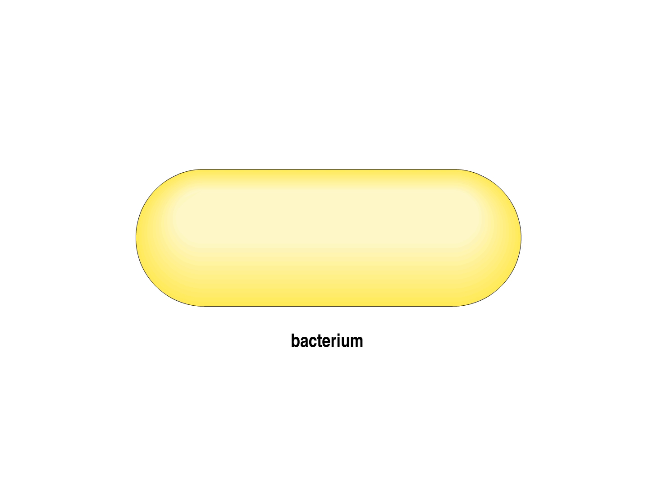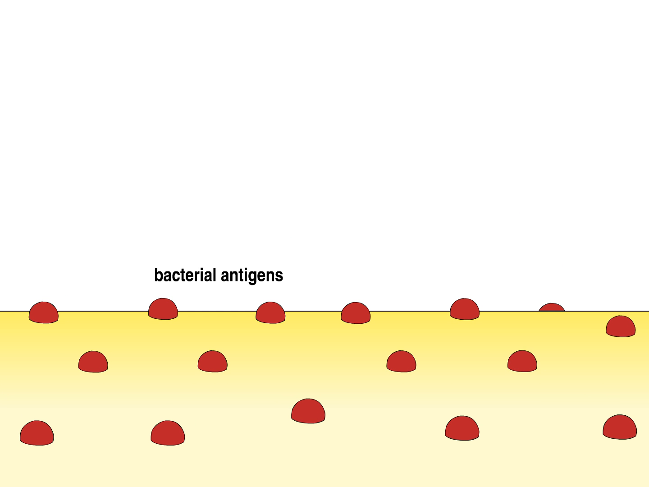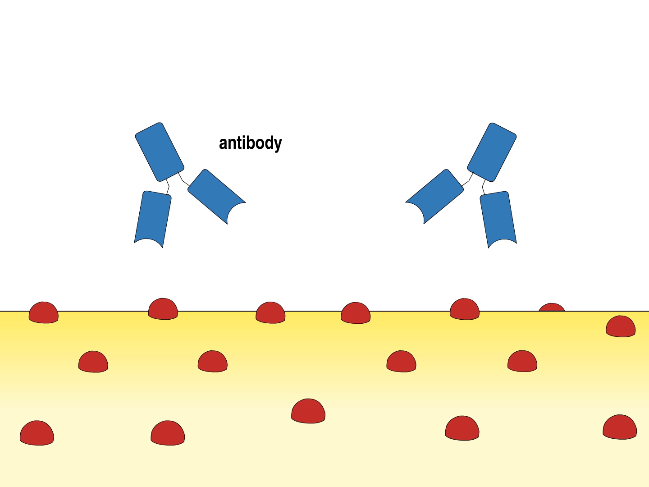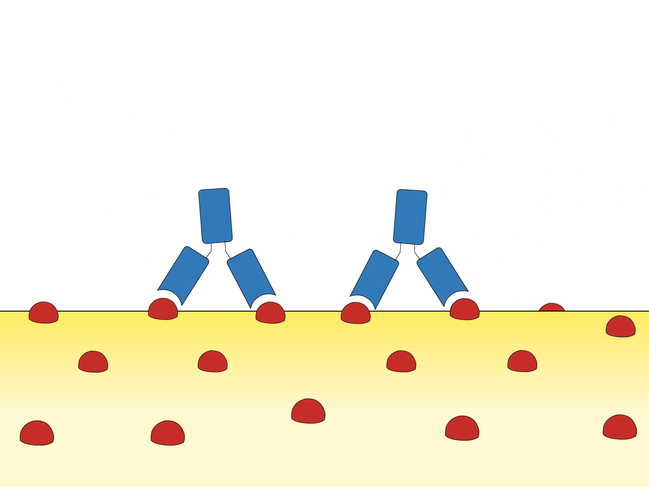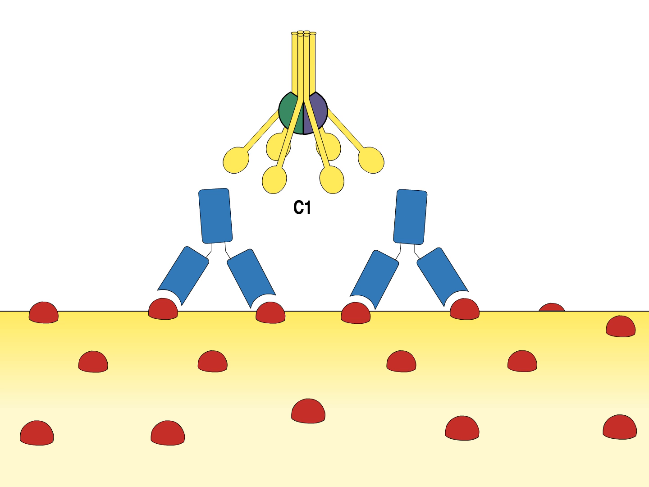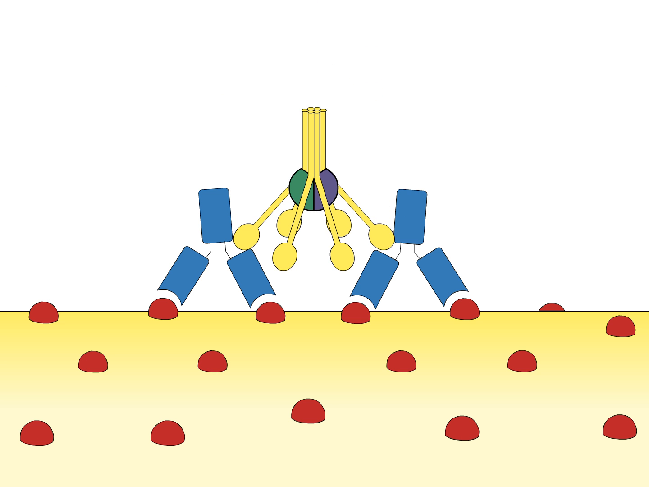Activation of the complement system occurs on surfaces, such as the surface of a bacterium, as shown here. In this example, the activation of complement is initiated by antibodies that bind to bacterial cell surface antigens. The complement component C1 binds to the aggregated antibody molecules on the surface of the bacterium.